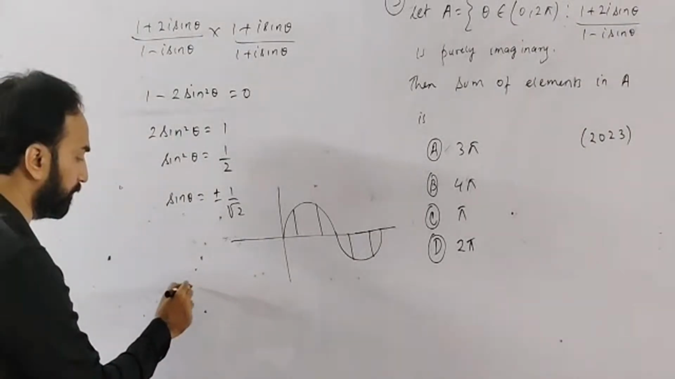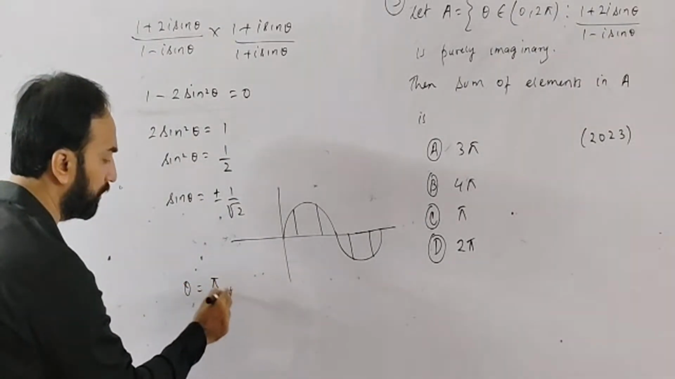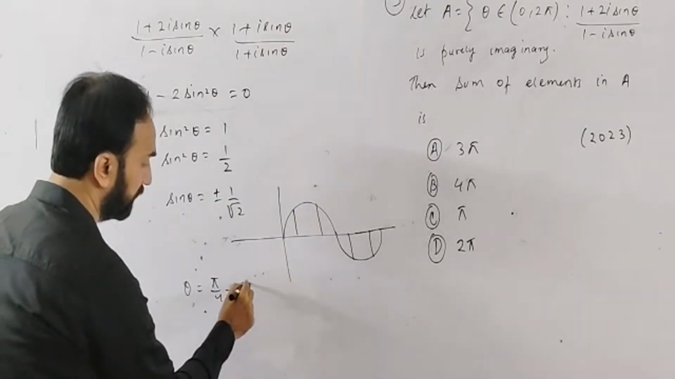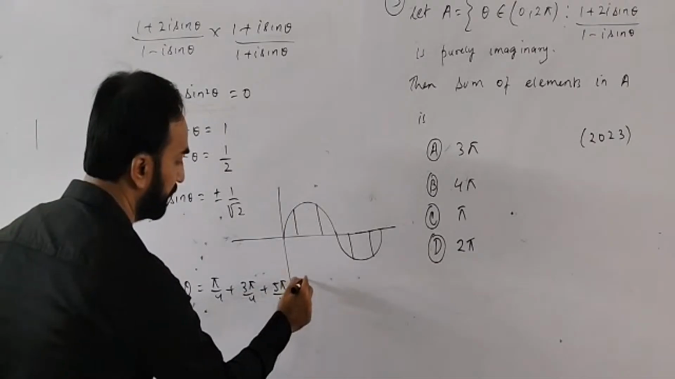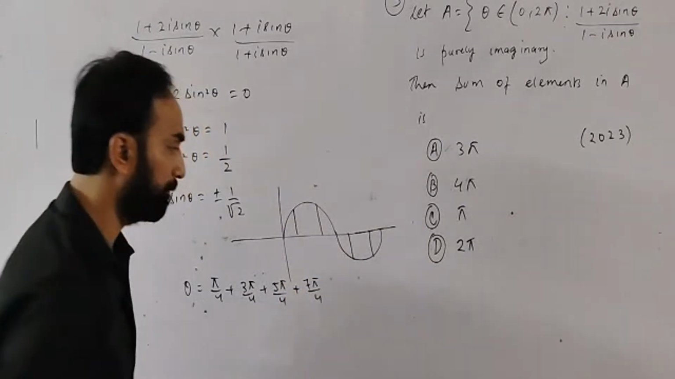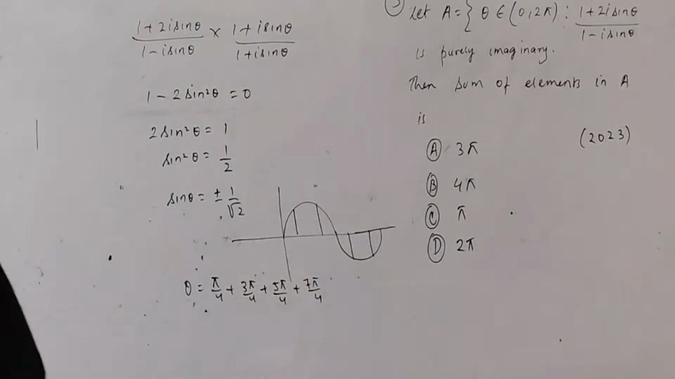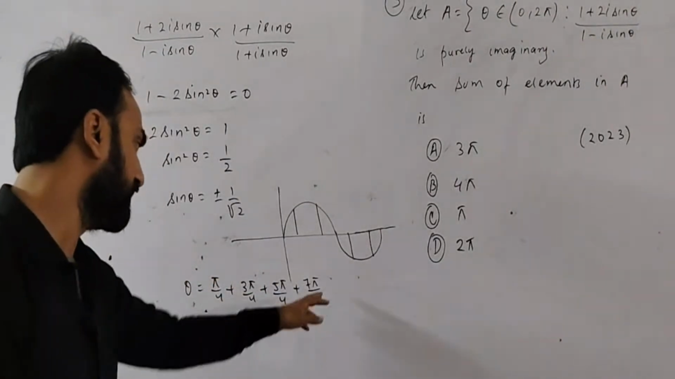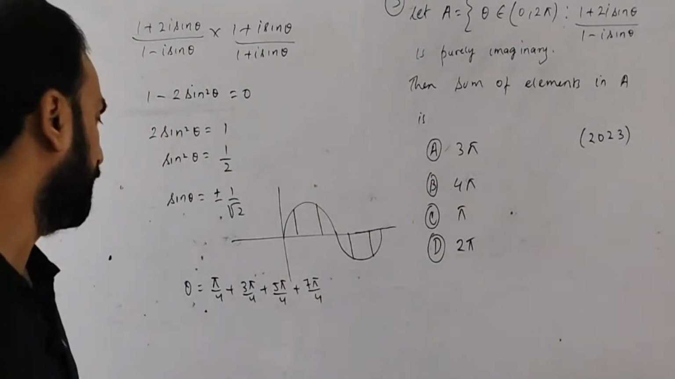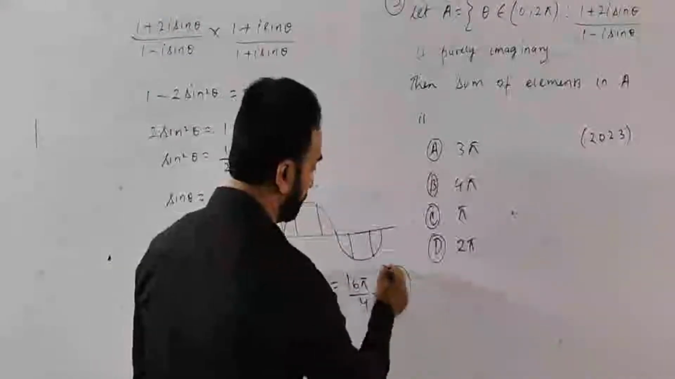Theta will be equal to pi by 4 plus 3 pi by 4 plus 5 pi by 4 plus 7 pi by 4. Is it okay? Now they are asking the sum of the elements. So we have to add all these: 7, 5, 12, 3, 15, 1, 16, 4. Finally the answer will come 4 pi.